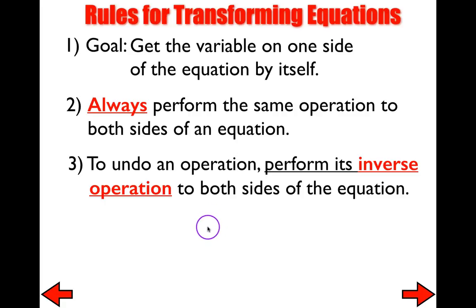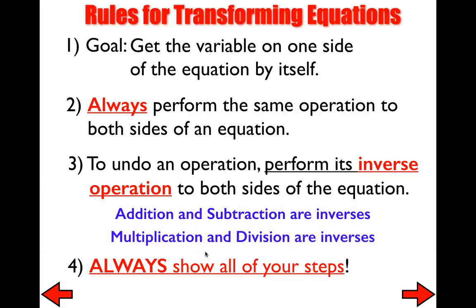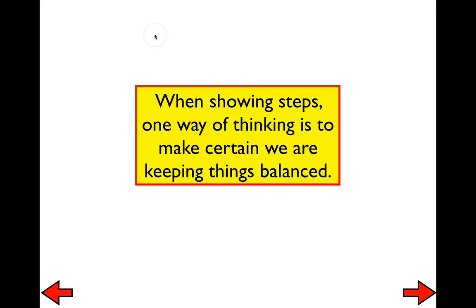Number three, to undo an operation, perform its inverse operation to both sides of the equation. So as we're trying to isolate a variable, the way to undo it is by using the inverse. So addition and subtraction are inverses, multiplication and division are inverses, and last but not least, always show all of your steps. Always. That's very important for you to carry even to your high school and to your college years. Showing steps, one way of thinking of it is to make sure we are keeping things balanced.